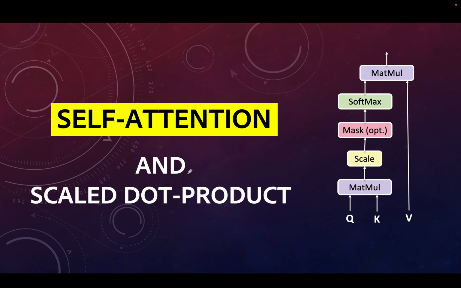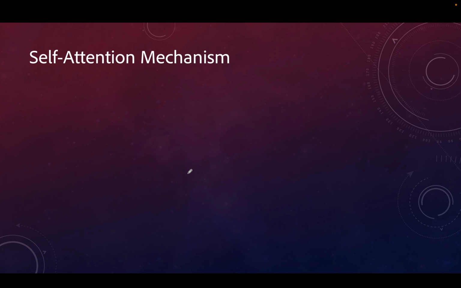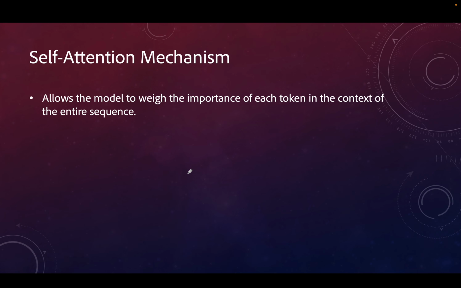Hello everyone. In this lesson we will look at self-attention, which is the most important concept in the transformers architecture. So let's begin. First of all, what is the self-attention mechanism? This mechanism allows the model to weigh the importance of each token in the context of the entire sequence.